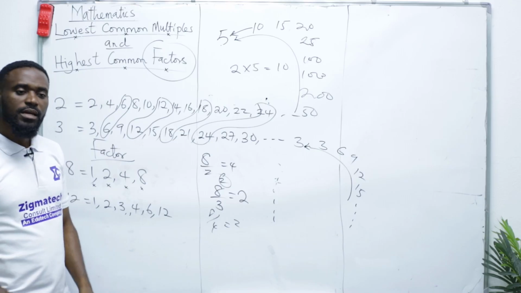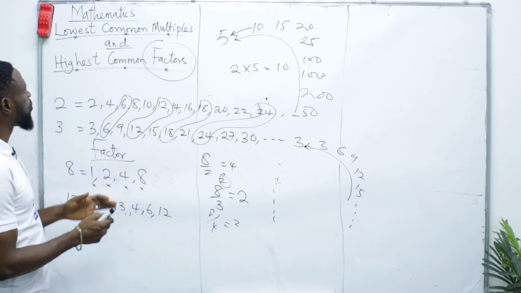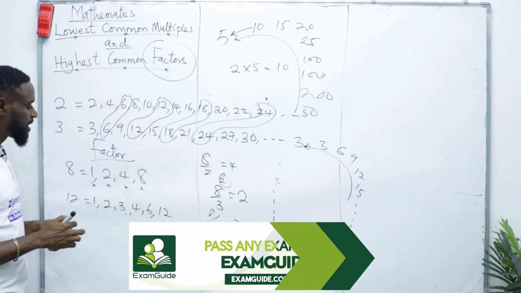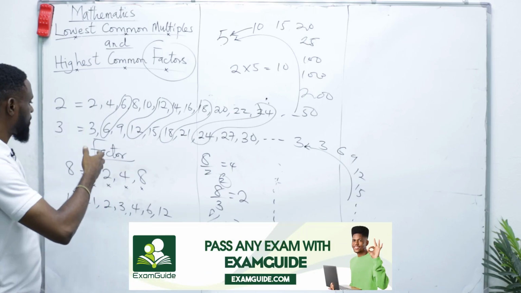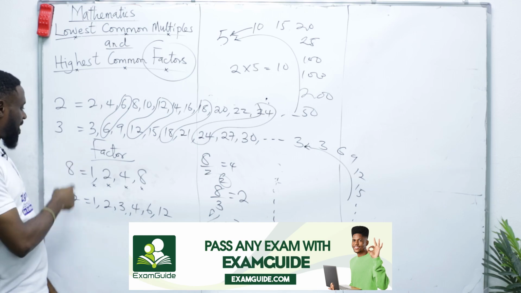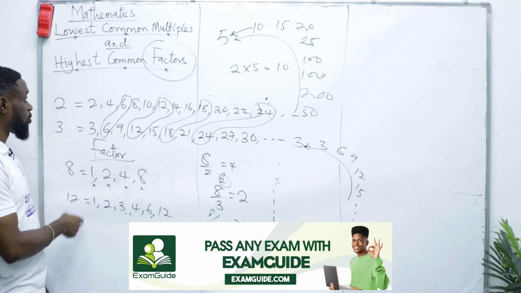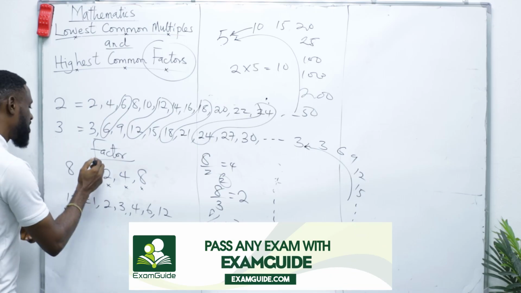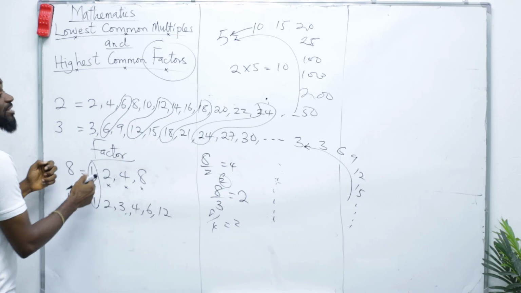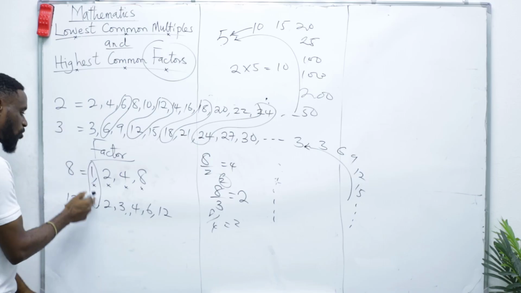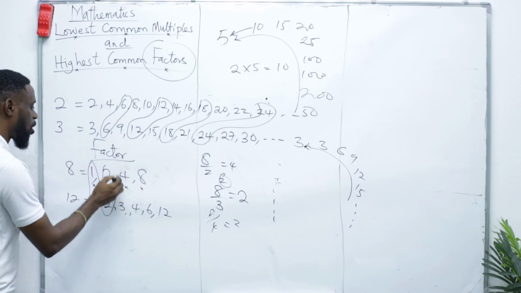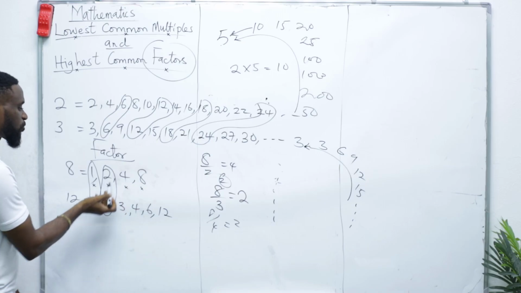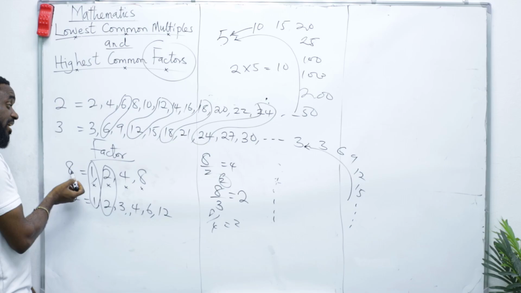Do you get the first one? Now, when we are dealing with highest common factors, what we want to know is the common factor of these two numbers, the highest. Now, let's look at the factors. 1 is a common factor. Let's look at common factors. 1 is a common factor, 2 is a common factor, 3 is only a factor of 12, not a factor of 8.